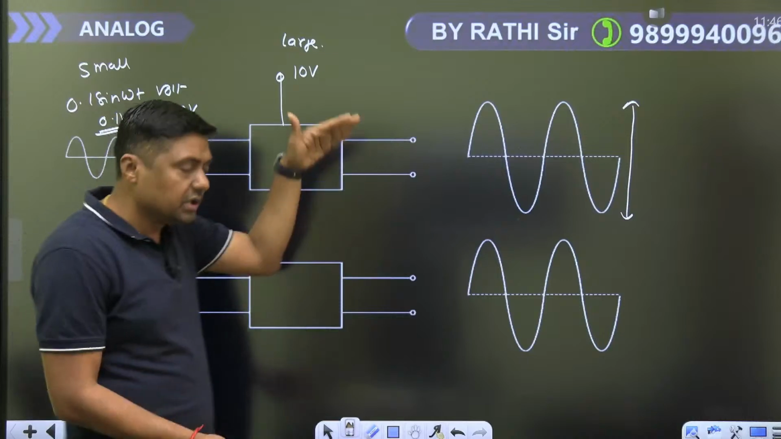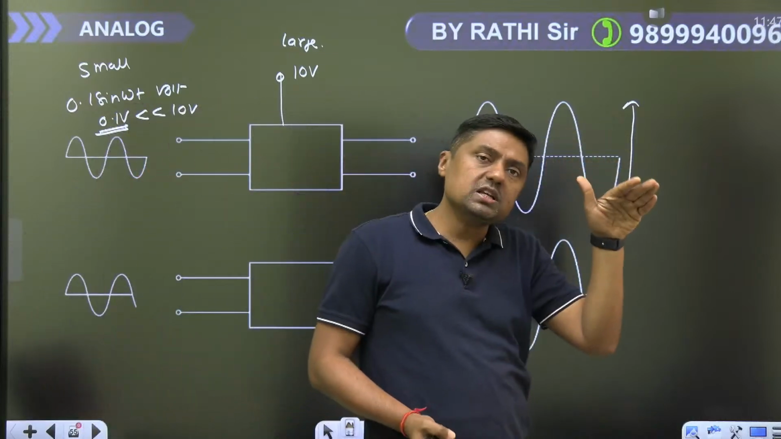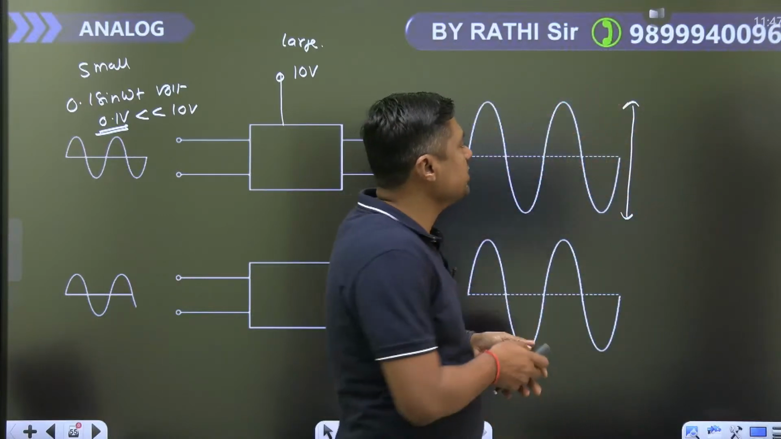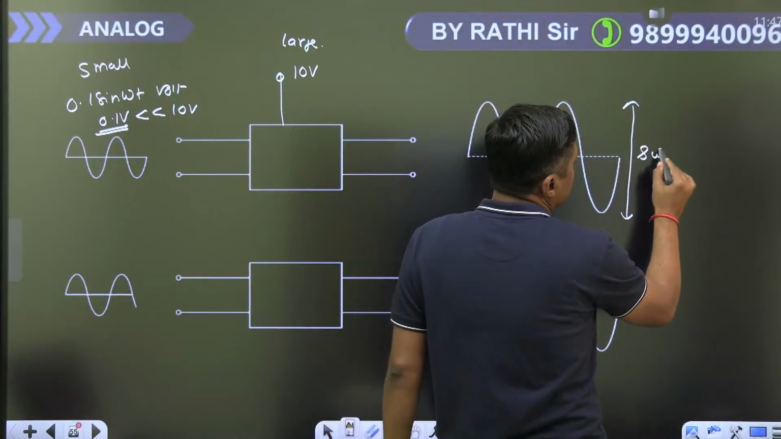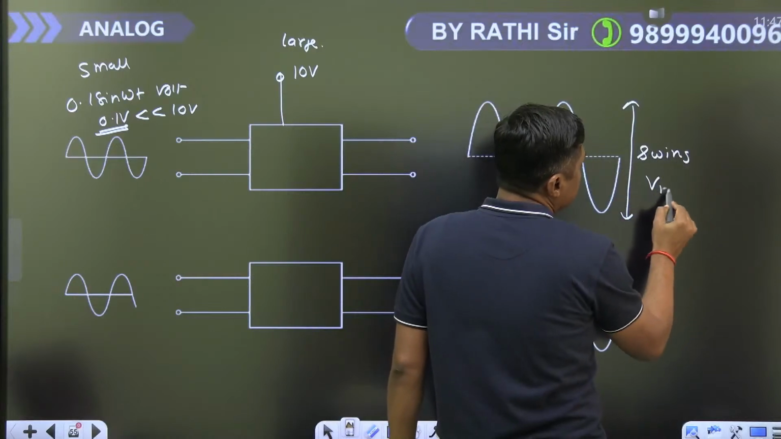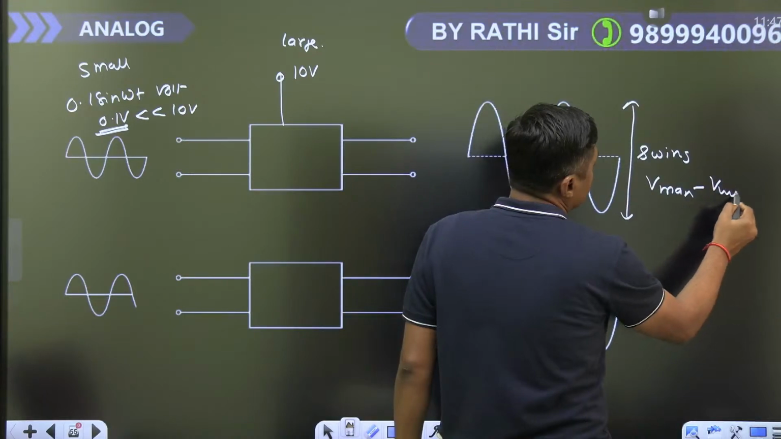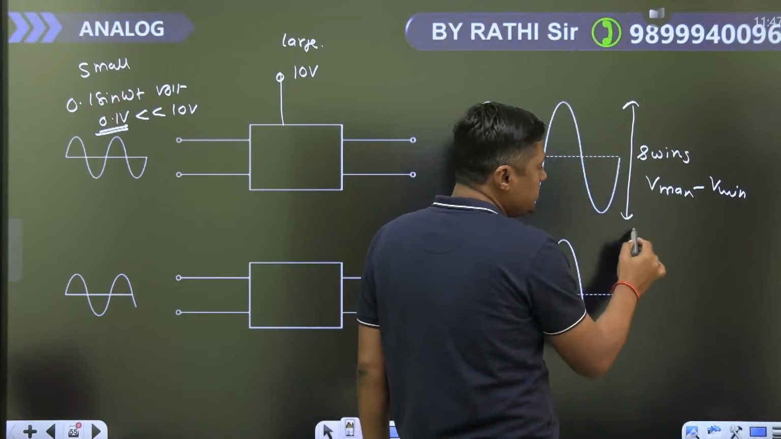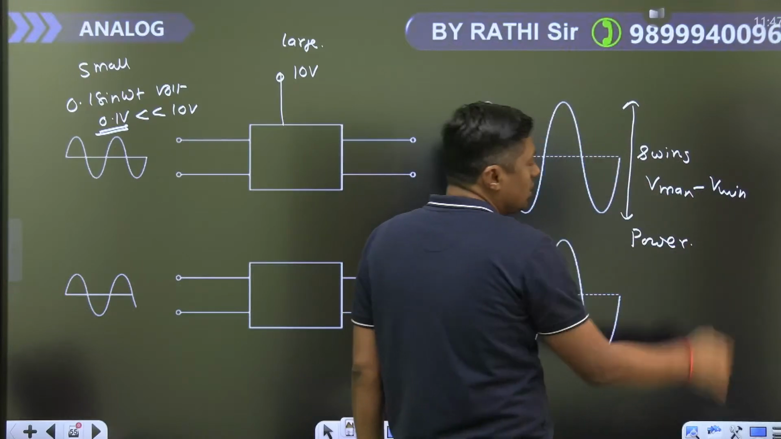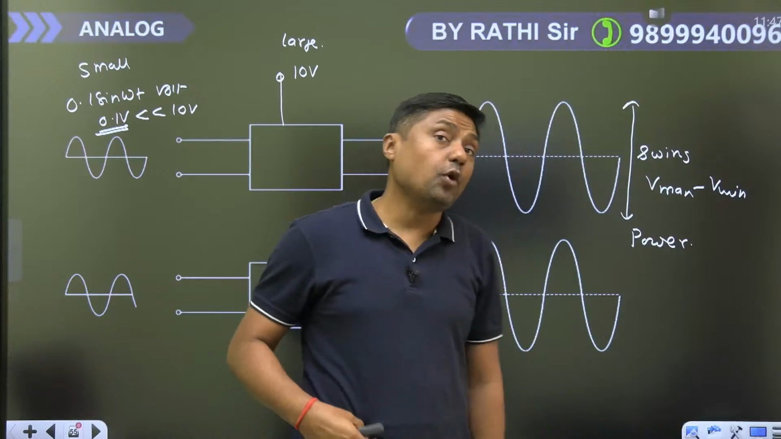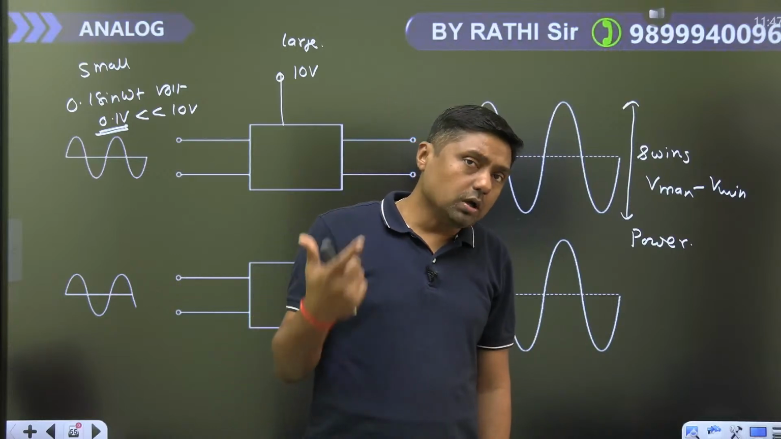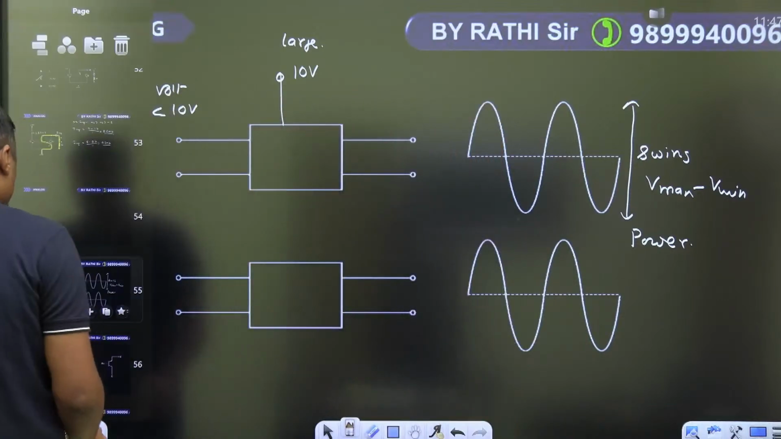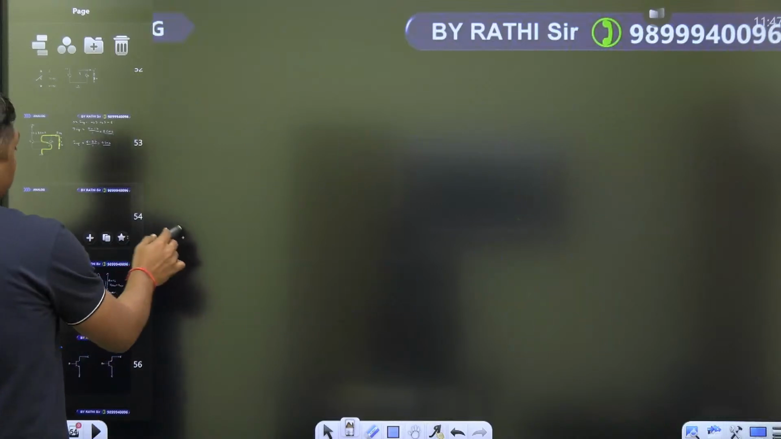But what about the swing increasing? Swing increasing means the signal gets amplified. Swing means maximum minus minimum, Vmax minus Vmin. If the swing increases, it means power increases. So always remember, for amplification, the power of the output signal should be greater than the power of the input signal.